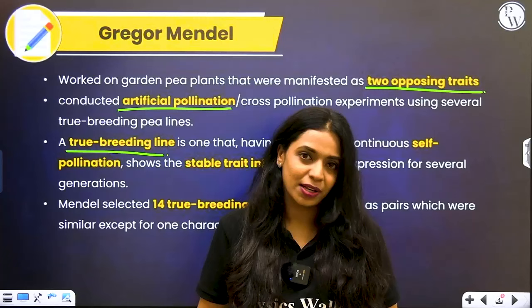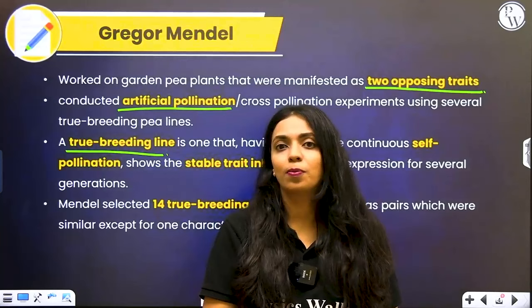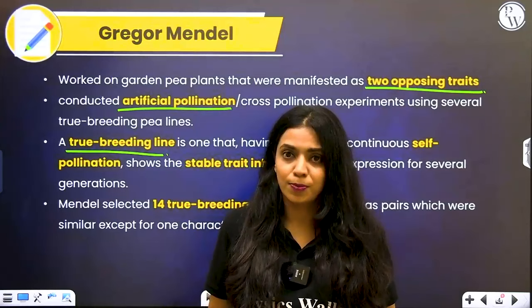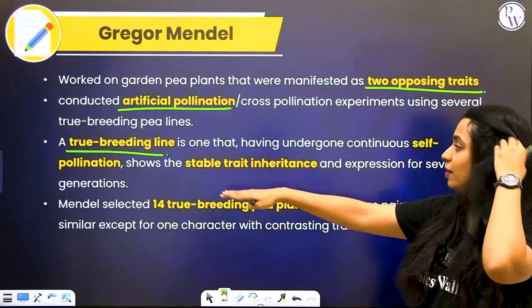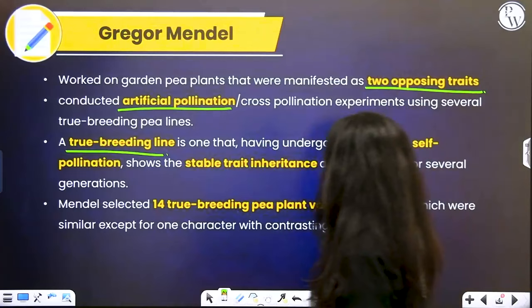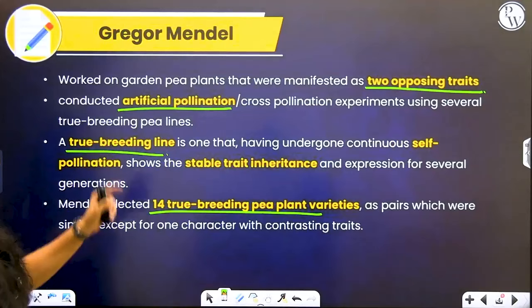Once you get the F1 generation, he allows those F1 generation plants to undergo self-pollination. Once they get self-pollinated, he will look at those progeny and find out what is the genotypic ratio and what is the phenotypic ratio. This is what he does for his monohybrid cross as well as dihybrid cross. So first he has to make sure that there are true breeding lines, right? The homozygous plants are available. So basically, like I already mentioned, he selected several characters which had two opposite traits.